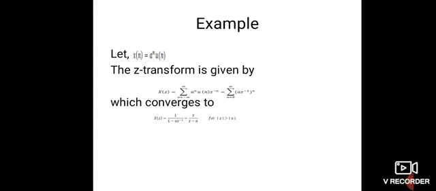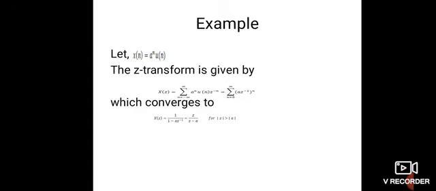Now X(z) equals z by z minus a, where the numerator is z and the denominator is z minus a. This converges if mod z is greater than the value of a, because if mod z equals mod a, then X(z) has an infinite value. So if we have mod z greater than a, then X(z) has a finite value, which converges to z by z minus a for mod z greater than a. So X(z) equals z divided by z minus a.